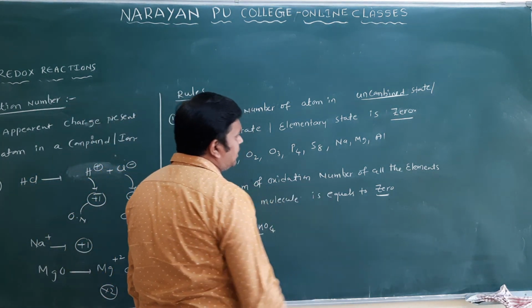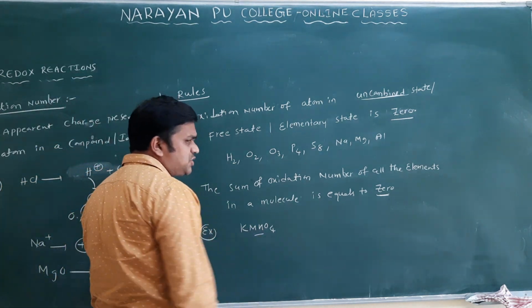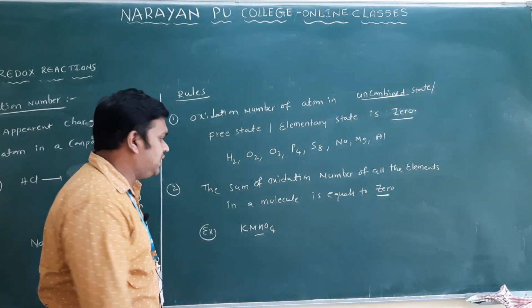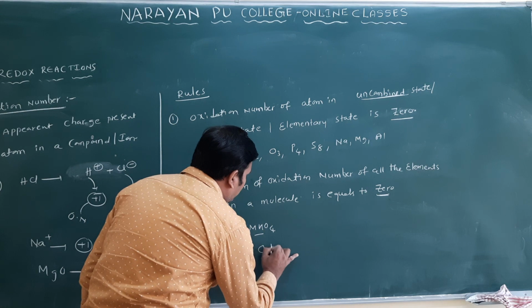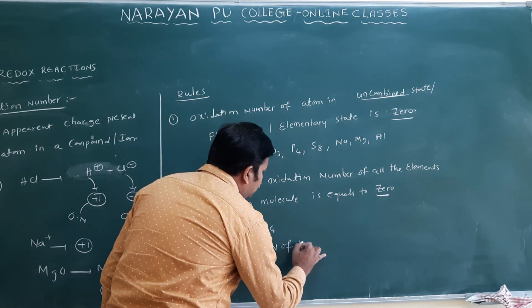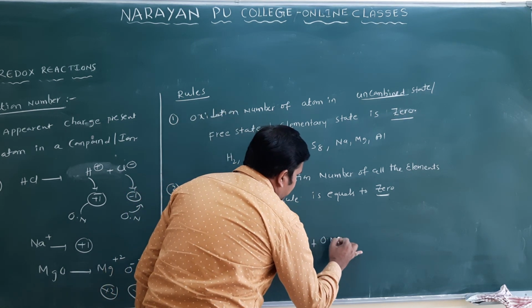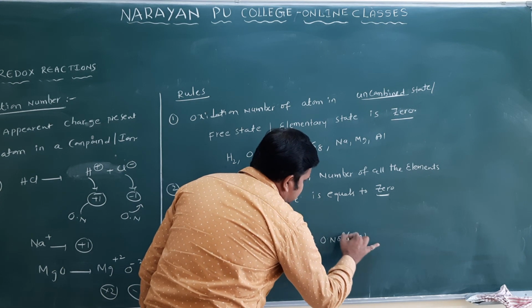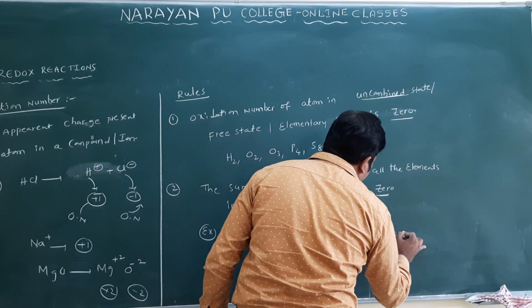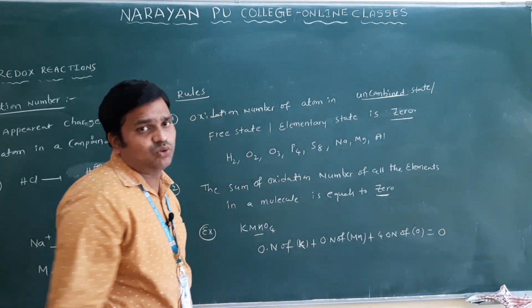Okay, what is the rule here? The sum of oxidation numbers of all the elements in a molecule is equal to what? 0 only. How many elements do we have? 1 potassium, 1 manganese and 4 oxygens. I will write this one. Simply I am writing ON. What is ON? Oxidation number. Oxidation number of potassium plus oxidation number of manganese plus 4 into oxidation number of oxygen is equal to 0, according to the second rule I wrote.